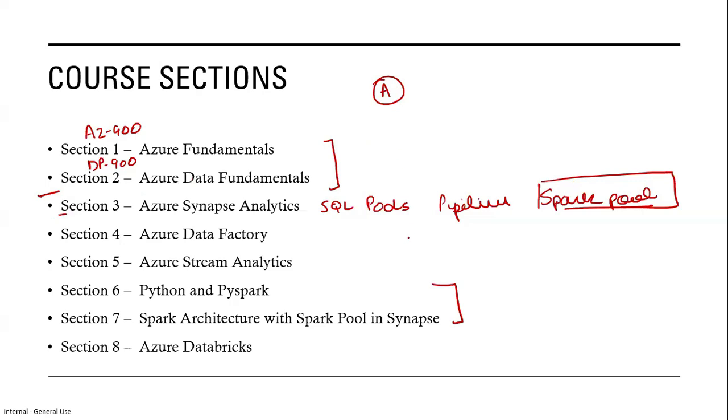Once we are done with Synapse, we'll move towards Data Factory. Data Factory is a resource that only focuses on creation of pipelines within Azure, right? So here we'll talk about what Data Factory is, what pipelines are, what artifacts within the pipelines are, right? What is a data set? What is a linked service? We'll try to break down the pipeline into the modular units that it already has, and then we'll understand each one of them one by one, right?